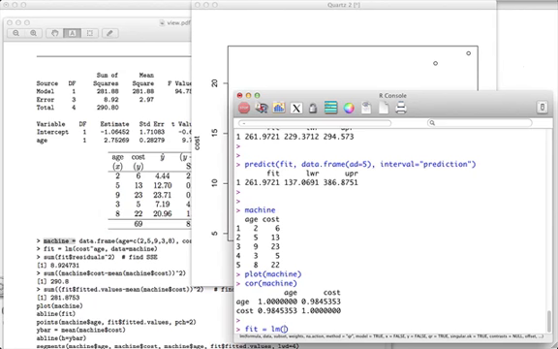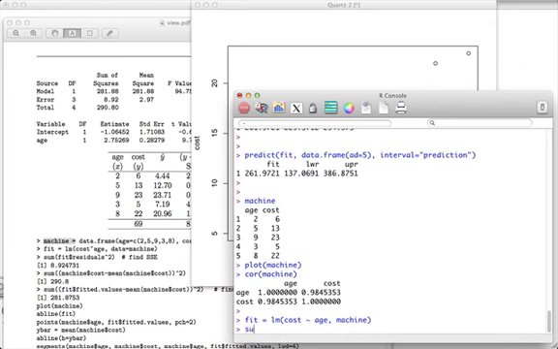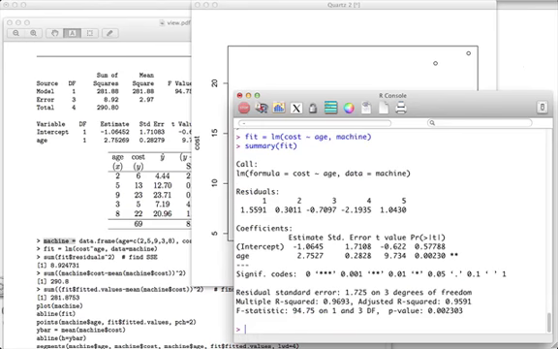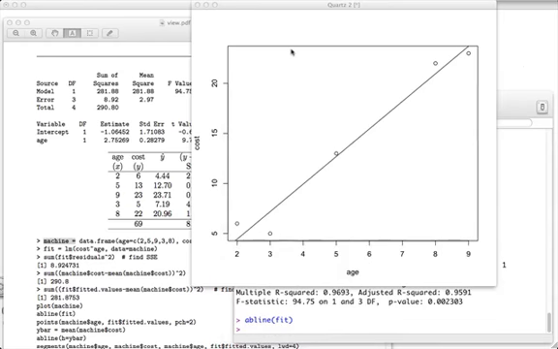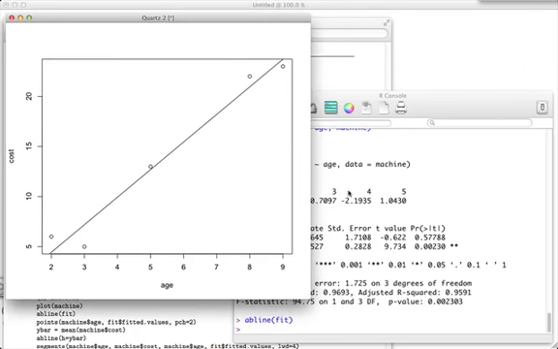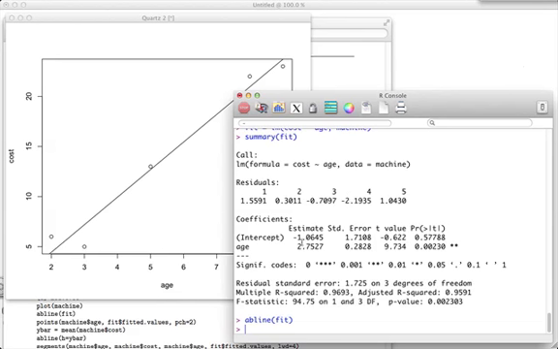Now, if we wanted to fit a linear model, we would say fit is equal to lm. Remember, you always start with the dependent variable, cost tilde age, and then you have to give the data set name. Here's our fitted object, and if we do a summary of fit, we get various information about it. If we do an abline fit, it superimposes the estimated regression line on our scatter plot. What is the equation of this line? The equation of the line is going to be minus 1.06 plus 2.75 times age.